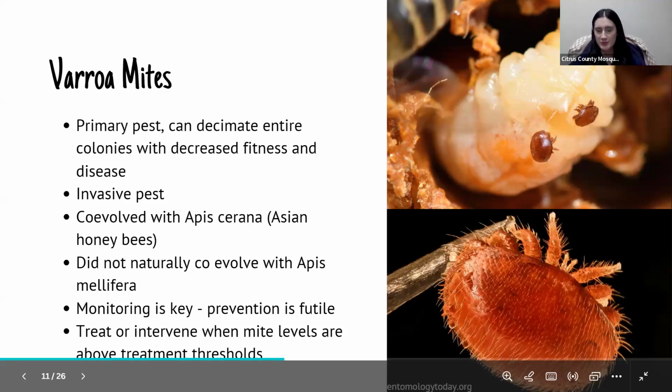So monitoring is really key. Prevention, I feel like, is futile, which means it's not really feasible. You could get honeybees and not have them for a while, but you're going to get them eventually. I feel like it's something that every beekeeper has to deal with at some point. And you're going to have to treat or intervene when those mite levels are above treatment thresholds. So, again, getting them out of your hive completely once you have them is probably never going to happen. I don't know, probably it might.